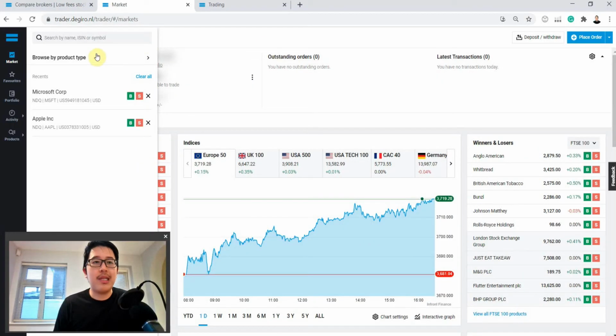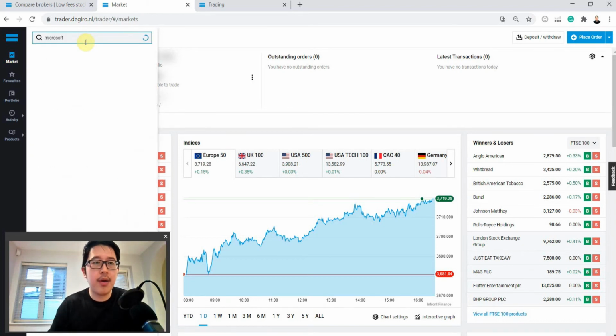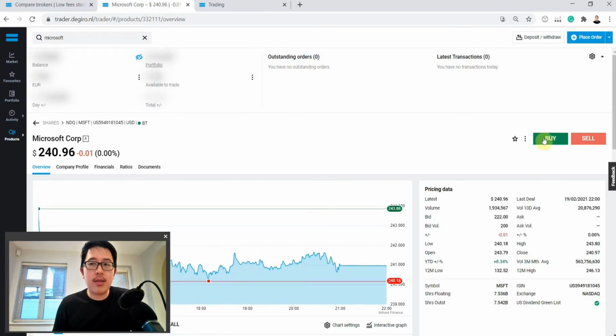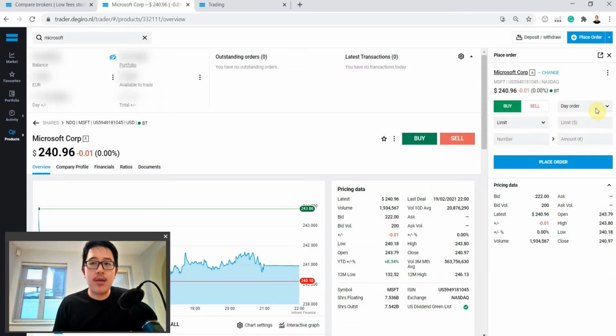So for example, let's say you want to buy a share. For example, you want to buy Microsoft. So you just type in Microsoft. When you type in Microsoft, you can buy or sell it. If you already own the share, you can sell it as well. So let's say you want to buy it. There are two options for you, day order or good to close.